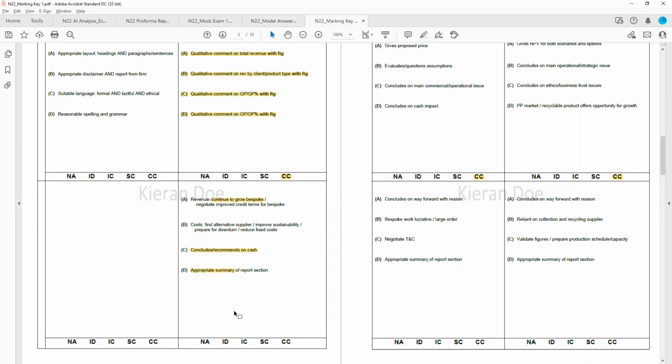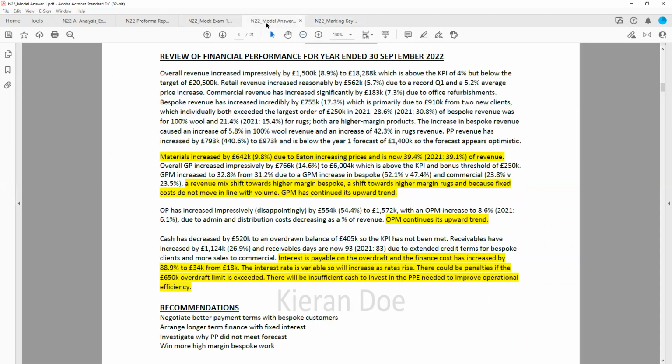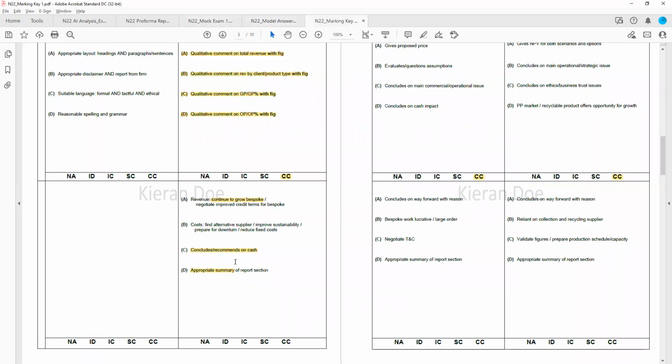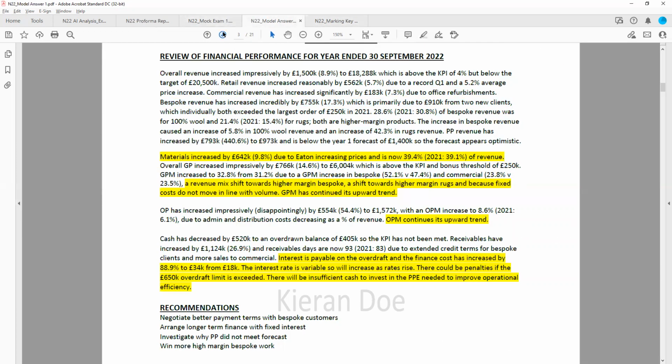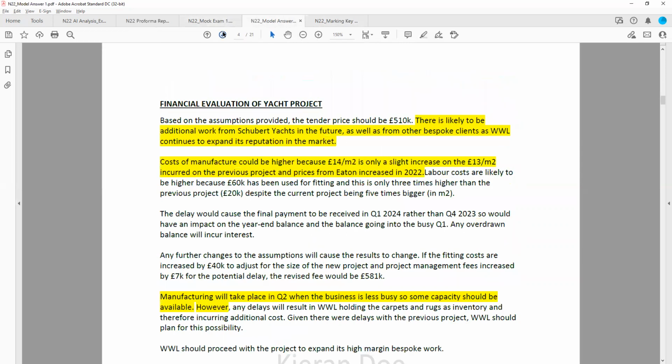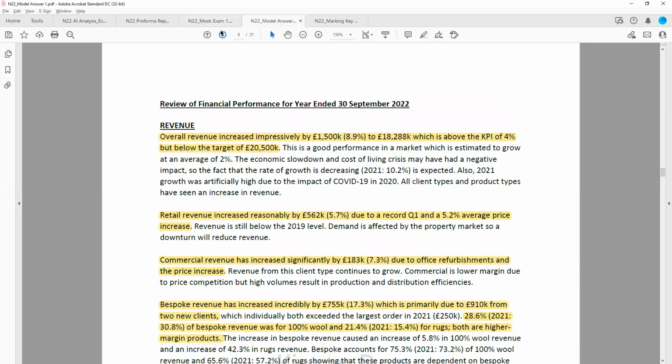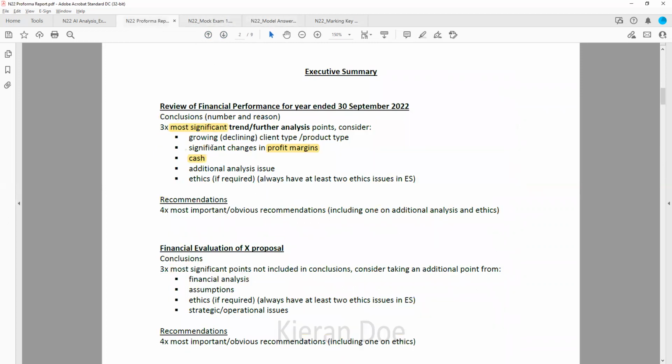It does require a skill. It does require you to exercise judgment and apply judgment when deciding which points to add in, making sure you don't add in too much. It is quite a skill, the exec summary. I do appreciate that it is quite difficult and lots of people struggle with it, but hopefully that gives you a clear idea of how to do it and how you should approach it.